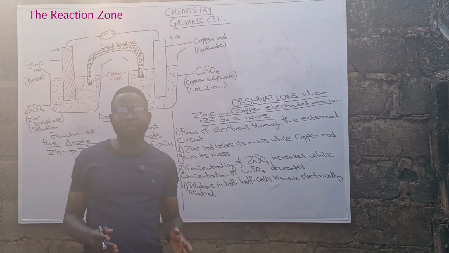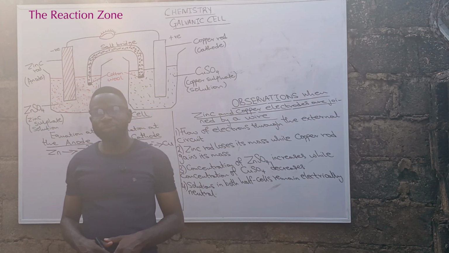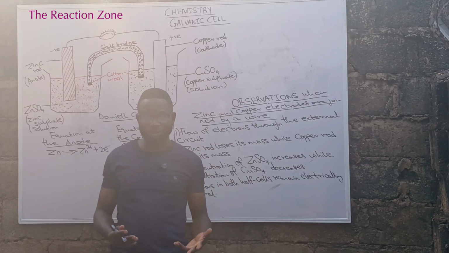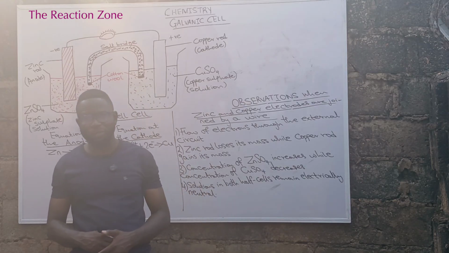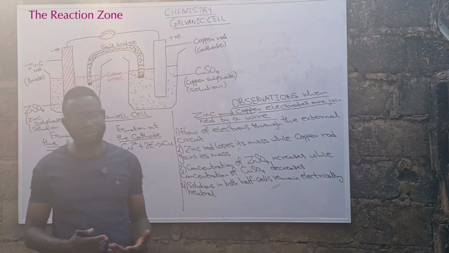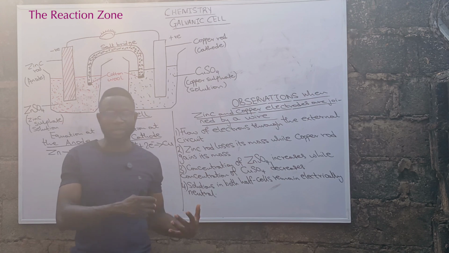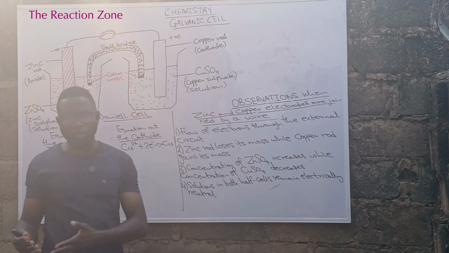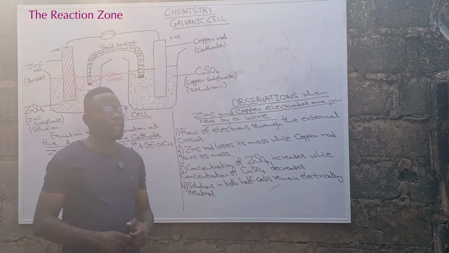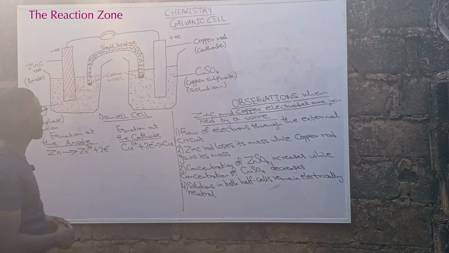Now, the Daniell cell is a galvanic cell that is used to generate electricity from spontaneous chemical reactions. Now, these spontaneous chemical reactions involve zinc and copper. Now, a Daniell cell has the following components.